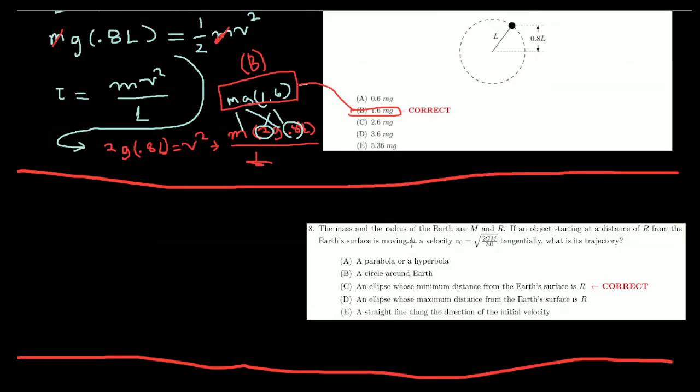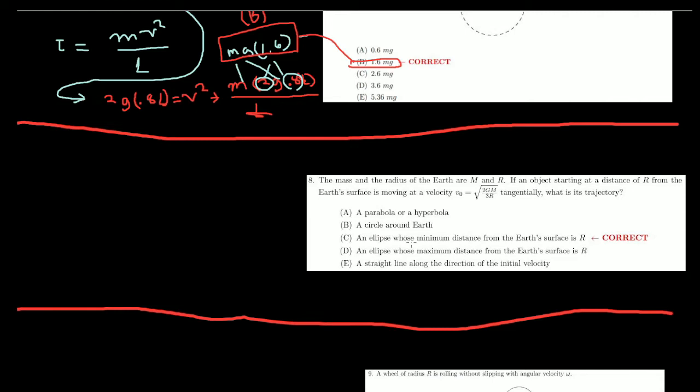Moving on, number 8. The mass and radius of Earth are m and r. If an object starting at a distance of r from the Earth's surface is moving at a velocity v0 equals root 2gm over 3r tangentially, what is its trajectory?